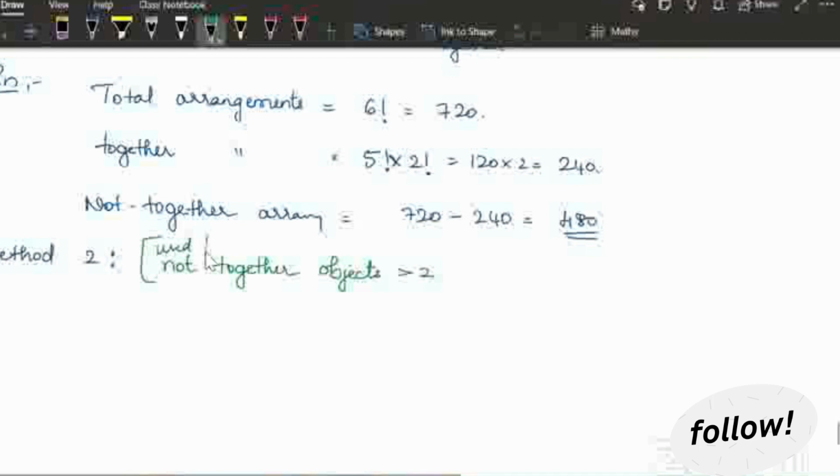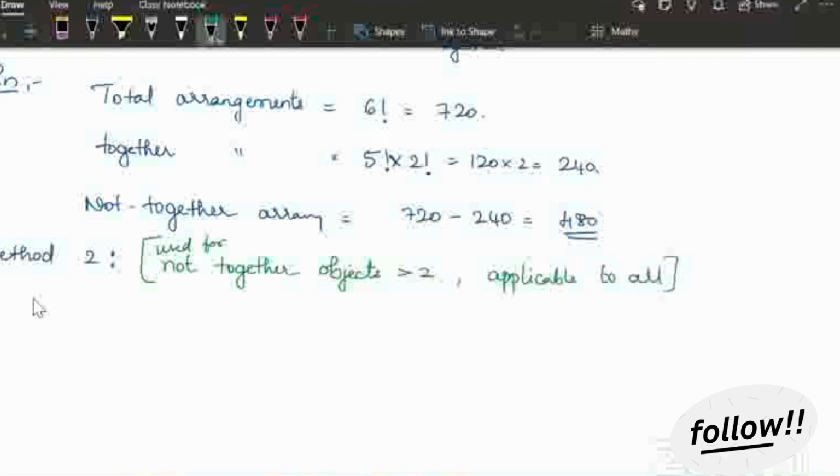This is used for not together objects greater than 2, but it is applicable for all, like the previous question Monday, where we have solved. Even for that, we can use this. So this method 2 is applicable for all, but we mostly use it whenever not together objects is greater than 2. But method 1 is applicable only if number of not together objects is equal to 2.